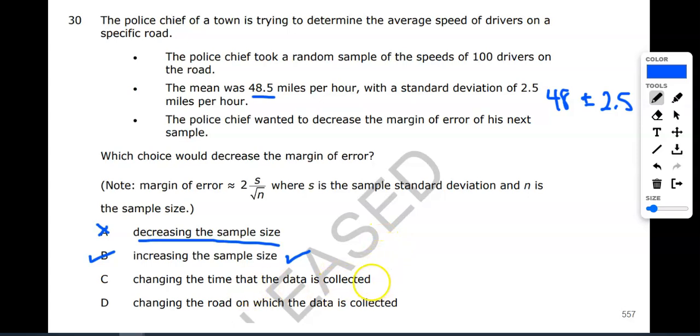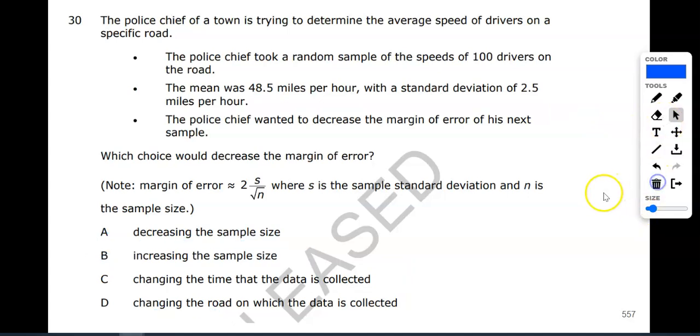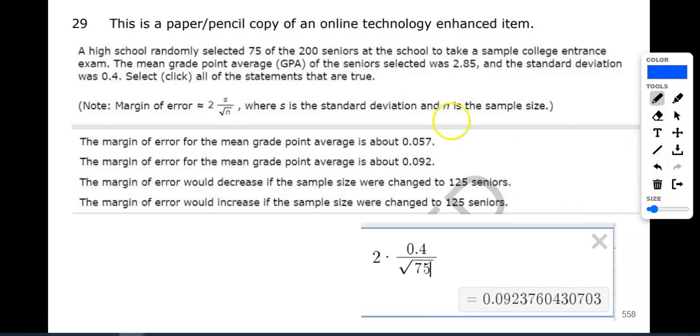Changing the time of day that the data is collected, no, though. Granted, there is some effects for time of day, like school zones and maybe rush hour and things like that, but that wouldn't help us with margin of error. Changing the road on which the data is collected, and people do drive crazy on some of these roads, unfortunately. Changing roads is not going to bring our margin of error down. So last question, another EOC sample.